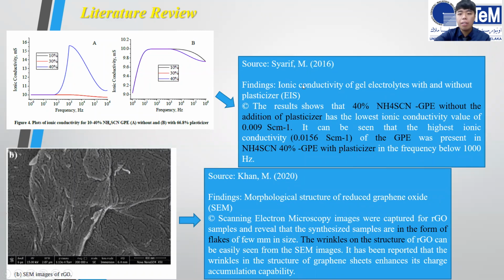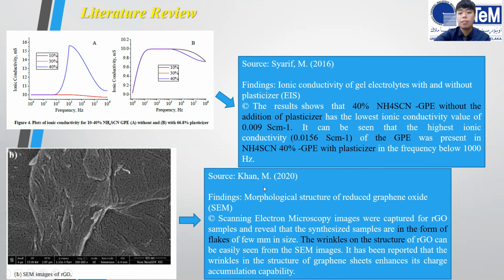The first finding is ionic conductivity of gel electrolytes with and without plasticizer by EIS, by Shari F 2016. As we can see, the upper image is the ionic conductivity versus frequency graph. The first graph is ammonium thiocyanate gel polymer electrolytes without plasticizer. The second one is with plasticizer. The results show that the gel polymer electrolytes without the plasticizer have the lowest ionic conductivity of 0.09, but the gel polymer electrolytes with plasticizer has the highest ionic conductivity of 0.0156.